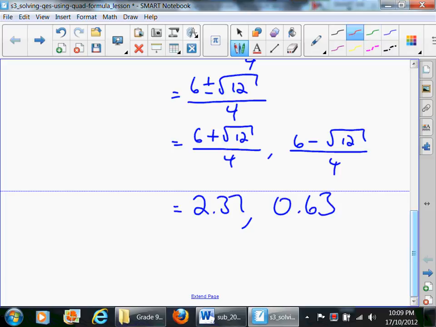So these are the two roots to my equation. Okay? Now that I use the quadratic formula, I can find those roots very quickly, and I don't have to worry about factoring at all. Okay? Pretty cool stuff here.